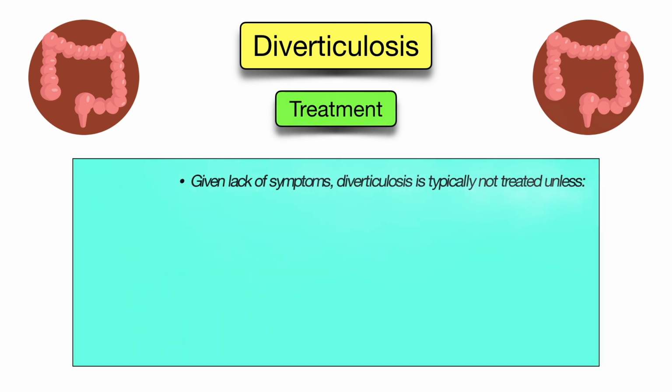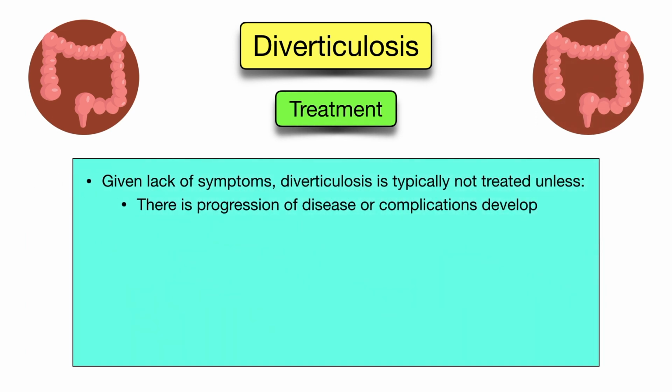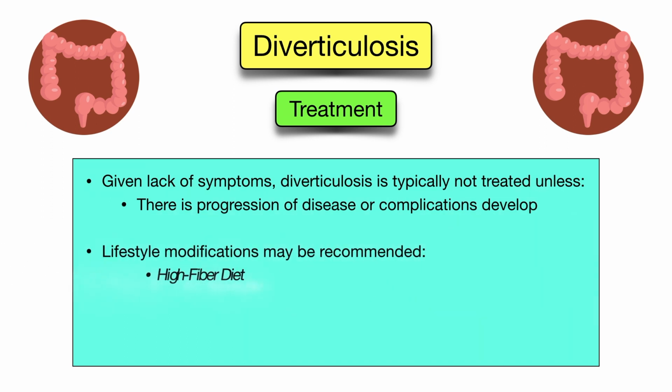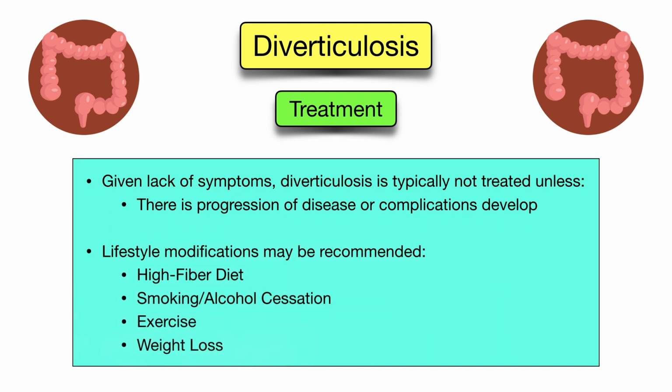Now let's look at the treatment of diverticulosis. Given the lack of symptoms, diverticulosis is not treated unless there is progression of disease such as diverticulitis or diverticular hemorrhage, or if complications develop. If diverticulosis is found incidentally, then lifestyle modifications may be recommended, including a high-fiber diet, smoking or alcohol cessation, exercise, and weight loss.